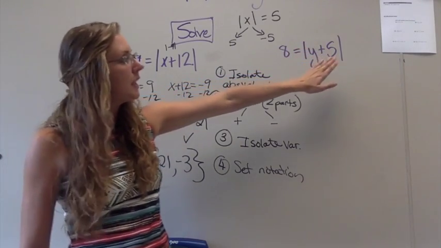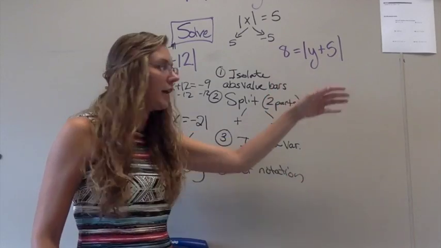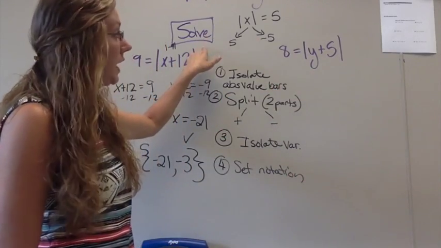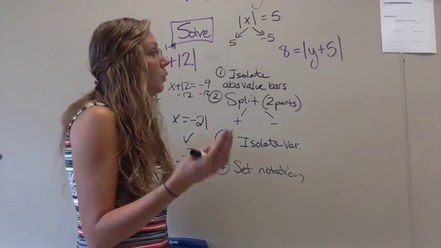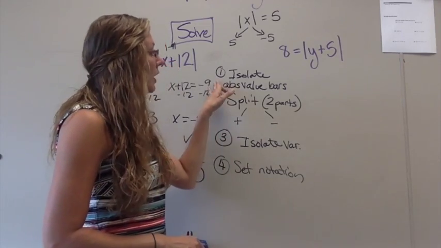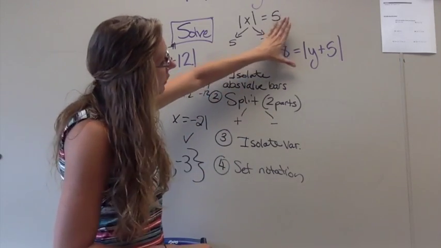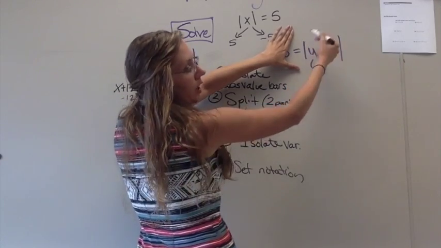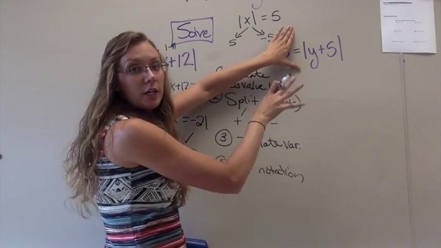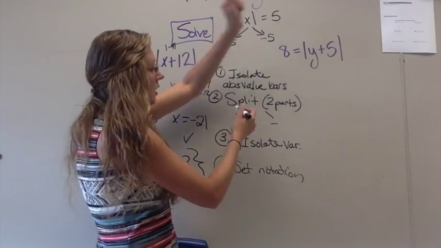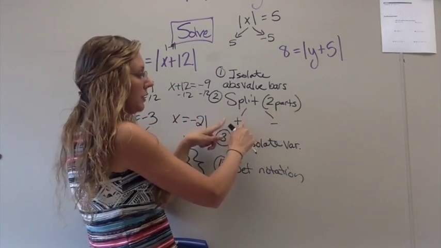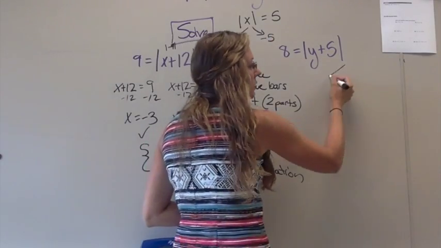All right, let's look at this example. Follow our steps, get it down. See if we can find our solutions. Okay. Again, when we solve, we're finding what our variable equals. So I'm going to isolate my absolute value bars. I look at this side of the equal sign. There's nothing going on outside those bars, so it's already pretty simple for me. Next, I'm going to split it into 2 parts with a positive answer and a negative answer. So I'm going to split it.